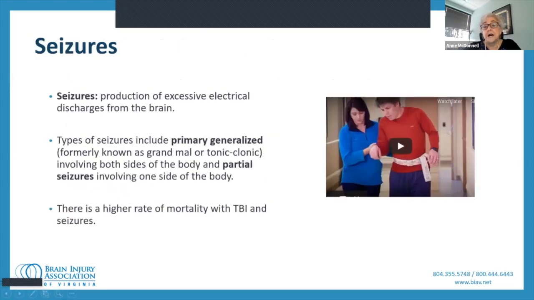Seizures can be very common after brain injury. We know that seizures can also be a cause of brain injury. It's a production of excessive electrical forces in the brain, and there are several different types of seizures that persons with brain injuries can have. There's the grand mal, which I think we've all heard referred to. It's also called a tonic-clonic seizure, but these days it's generally described as a generalized seizure. Partial seizures can involve one side of the body or one part of the brain.